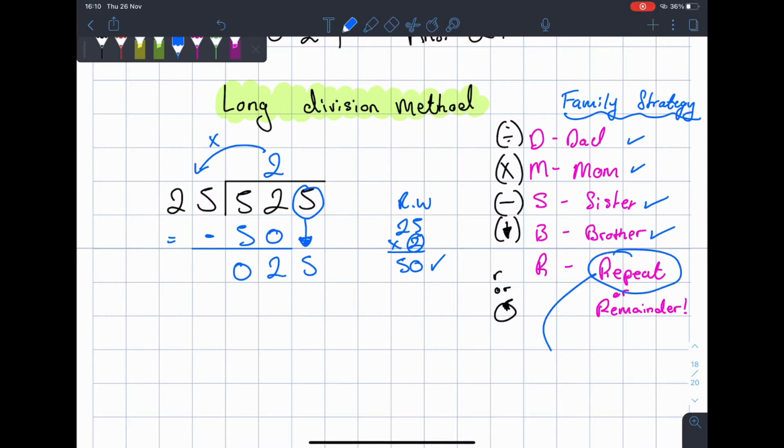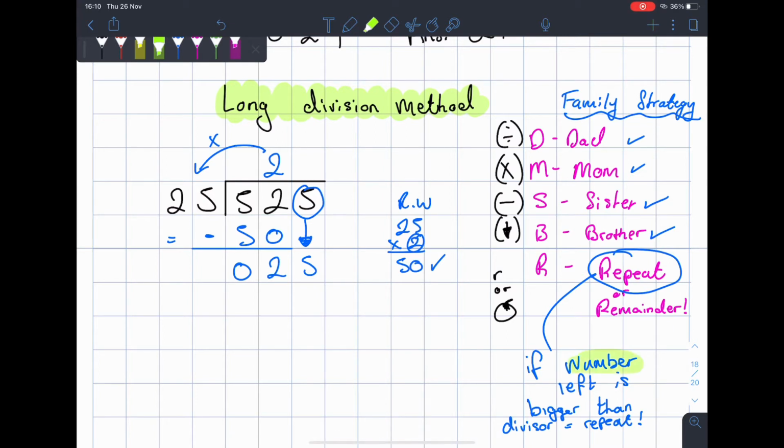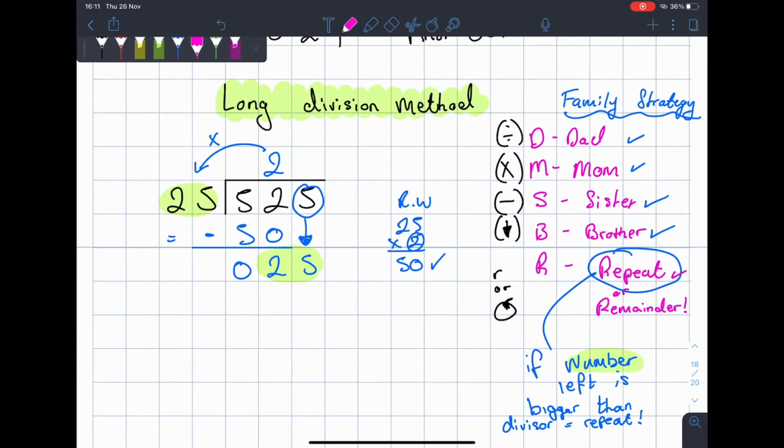So when we get onto the R part, we use repeat if the number that is got at the end is greater than the divisor. So in this instance, 25 is the same as 25, therefore we repeat because we can divide it in again another time. If it is less than that, comes the remainder, and if we are using decimals, there is no remainder. We repeat also.